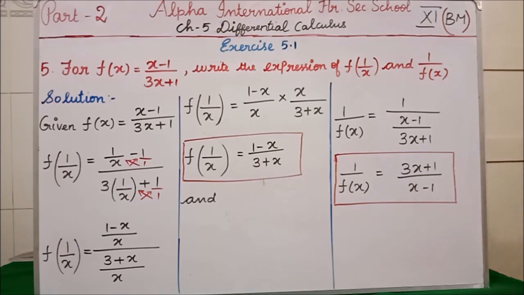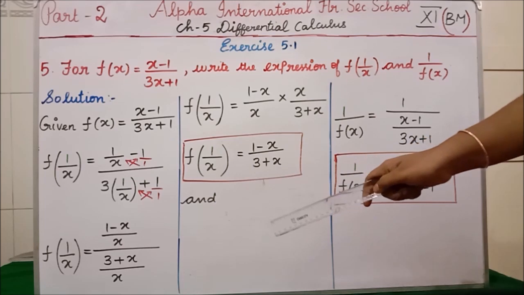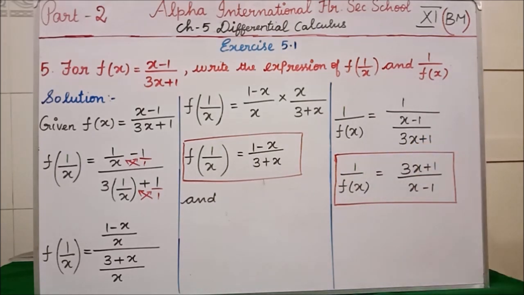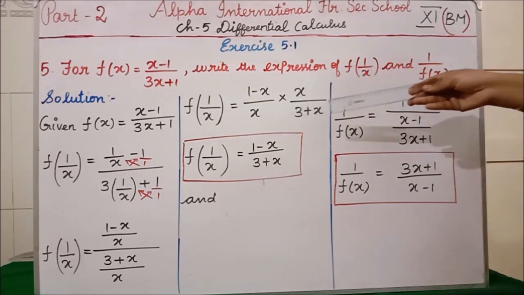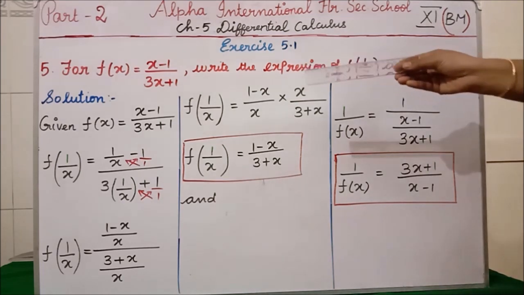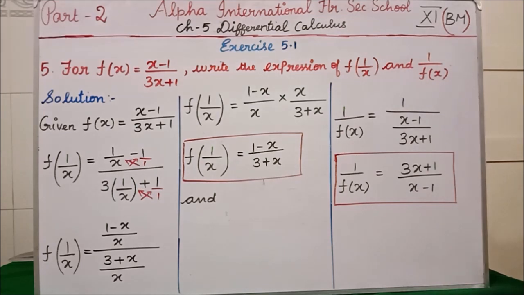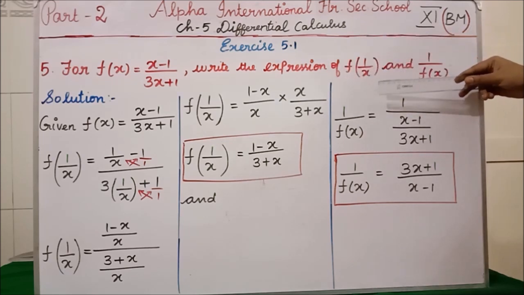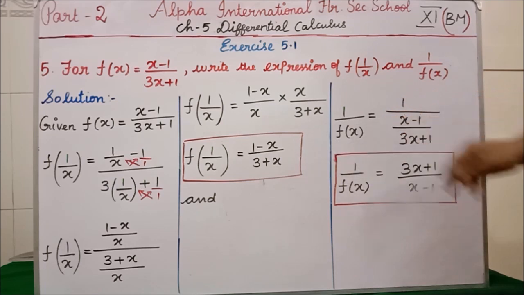The next step, what will it become? For the numerator we are having one fraction, for denominator we are having one fraction, which means the denominator part will become reciprocal. So it will become x divided by 3 plus x we will get. Clear all of you? So the next step: this x and x will get cancelled. Remaining is 1 minus x divided by 3 plus x we are having. So now we have found the expression value of f of 1 by x. What is the value for this? 1 minus x divided by 3 plus x is our answer.